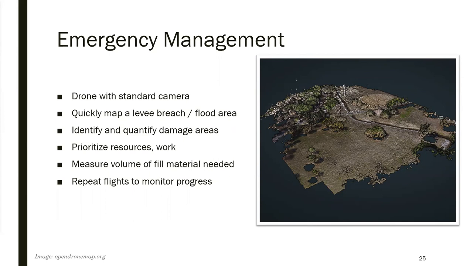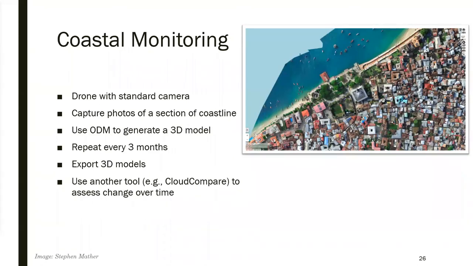Red Cross uses OpenDroneMap in some areas. Coastal monitoring is one other area. There are a lot of examples. Certainly these aren't the only ones, but just as example use cases, these are a few.